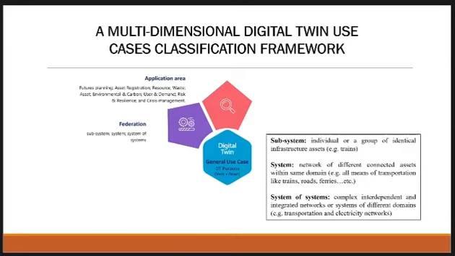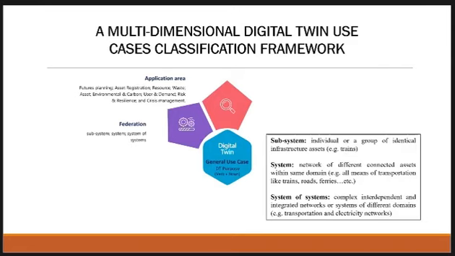So this is the subsystem level of federation, or at a higher level, the systems level. And this includes a network of different connected assets, but still within the same domain, like all means of transportation, including trains, roads, ferries, etc. And then at the highest level is the system of systems level of federation, and this includes studying the complex and interdependent integrated networks from different domains, like for example, analyzing the interdependencies between the whole network of transportation and the electricity network as well.